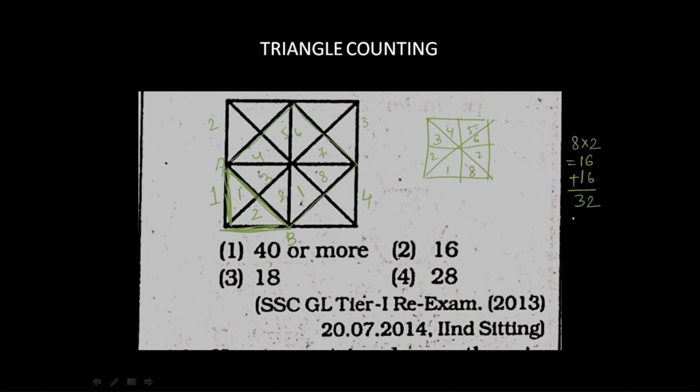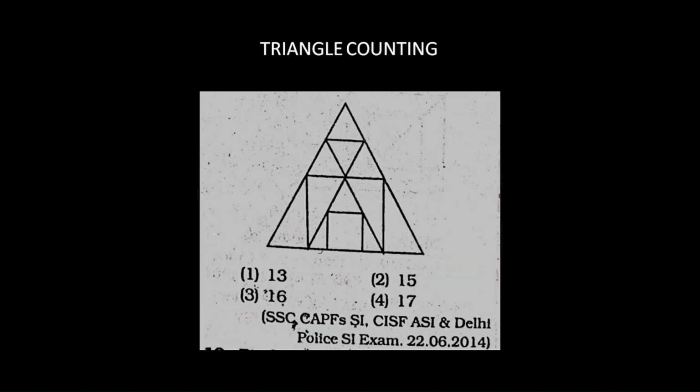Means it will be 44. So it's 40 or more. I hope it is clear to you. If you have any doubt regarding this question, you should comment, you should ask. There are 40 or more triangles inside this figure. Moving to the next one. Let me know how many triangles are there in this figure.